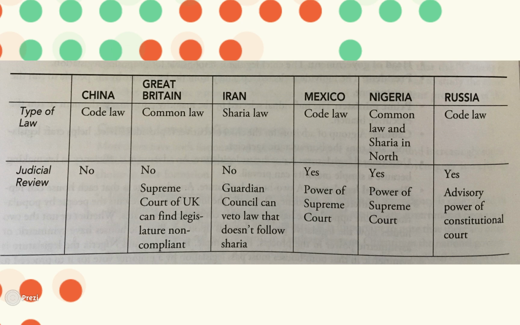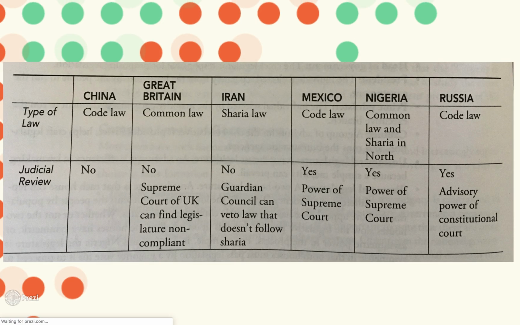I think it's also important to recognize which countries have a system of judicial review, like in the United States. Don't forget about Marbury versus Madison. The idea that the justice system can review laws to determine if they're sound. We call them constitutional in the United States. Russia, Nigeria, and Mexico all have this system of judicial review, but China, Great Britain, and Iran traditionally do not. So there you go.